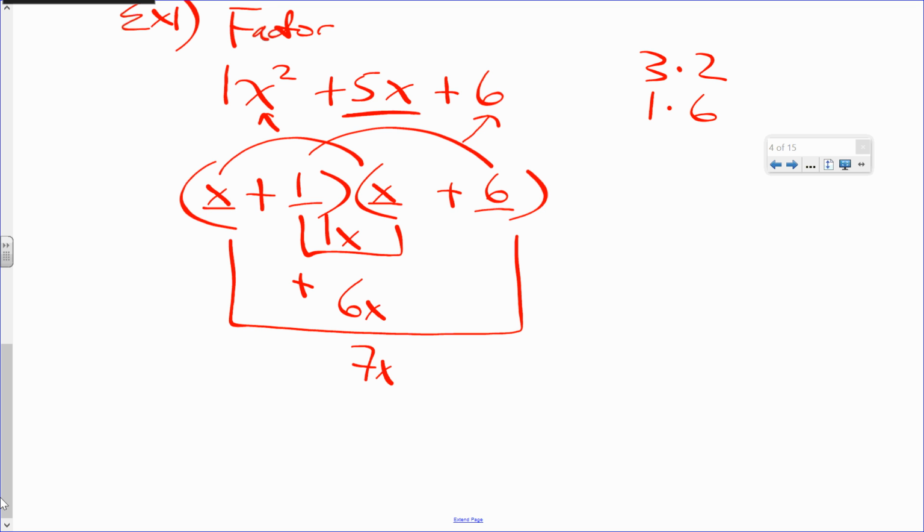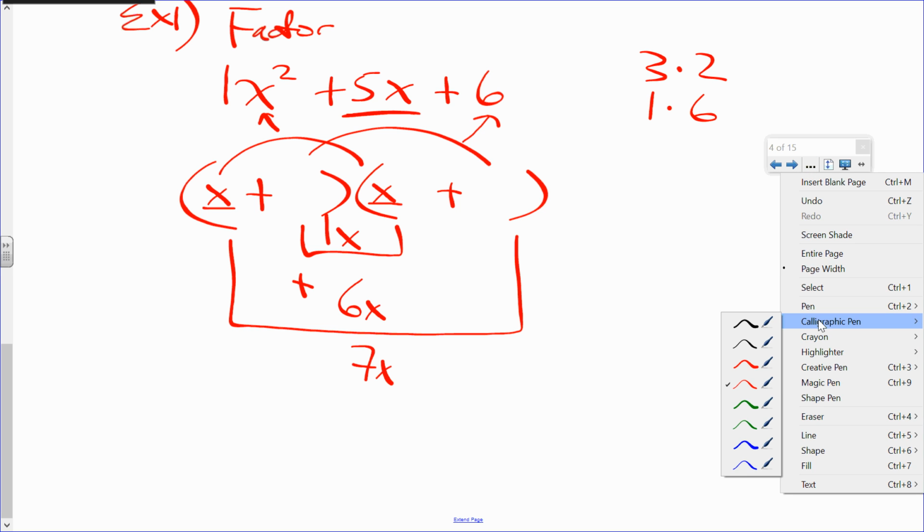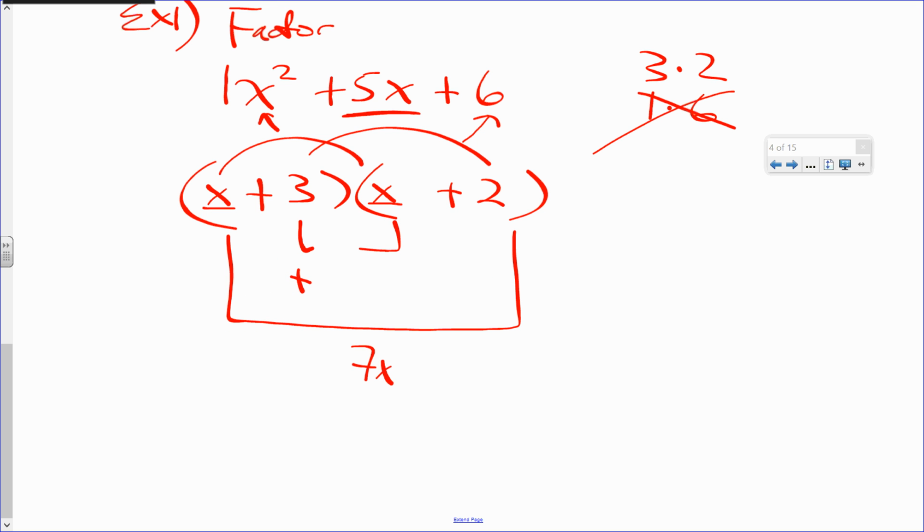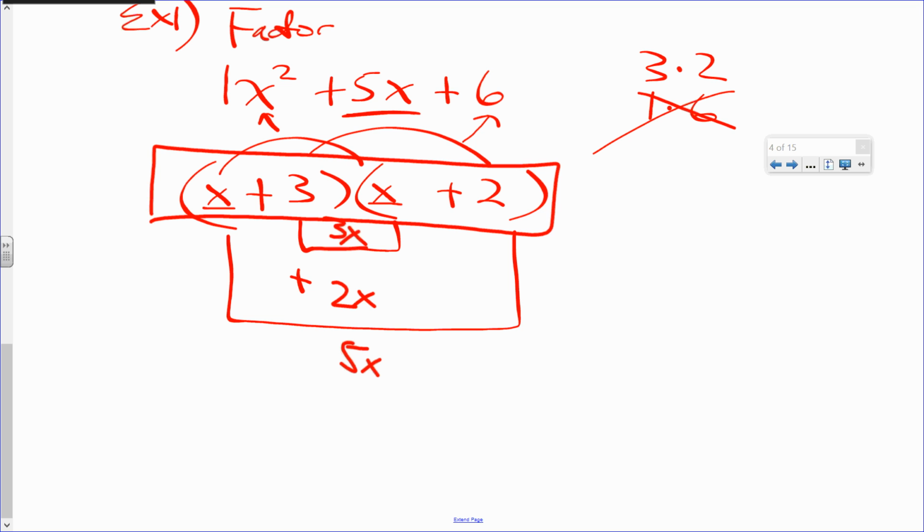That's 3 and 2. Let's try the 3 and 2. So these factors did not work. Let's try 3 and 2. I think that's going to do it. I got a good feeling. 3 times x is 3x. X times 2 is 2x. Add those puppies up. 5x. We found our factors. Look, the 2 binomials are the factors of this trinomial. We found the stuff to multiply to get the other stuff.